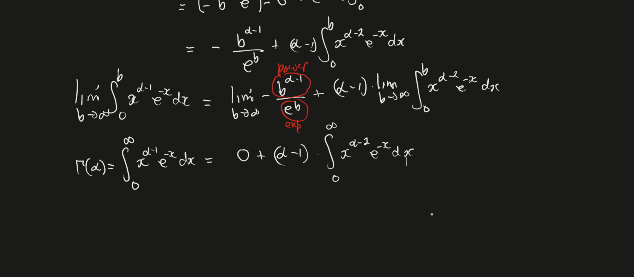So in fact, let me write it below. So this is our definition of our gamma function. The 0 I will ignore. And then here I have the quantity alpha minus 1, and then what I have here is another gamma function, but with alpha minus 1 as my argument or parameter. So we've just proven, using integration by parts, that the gamma of alpha is alpha minus 1 times the gamma of alpha minus 1. And this is a recursive property, right?